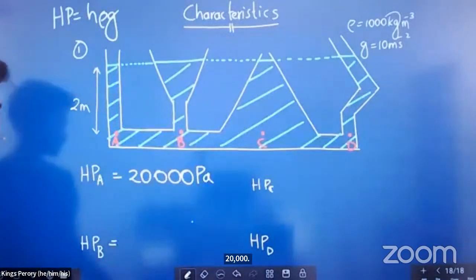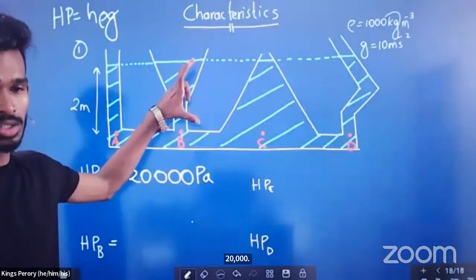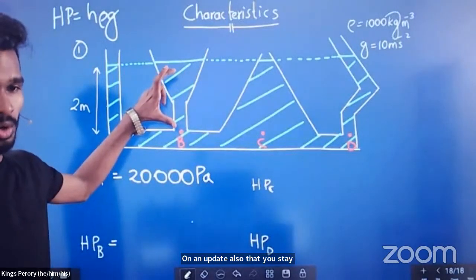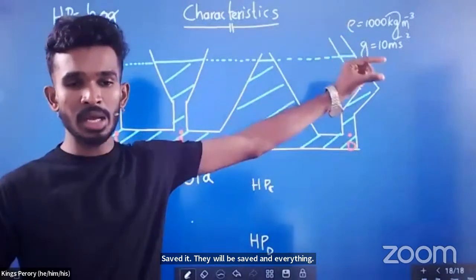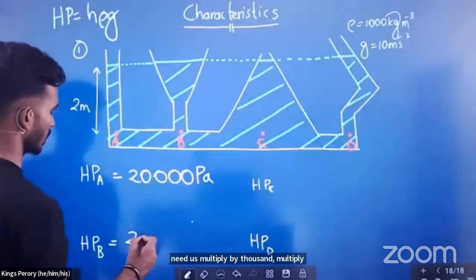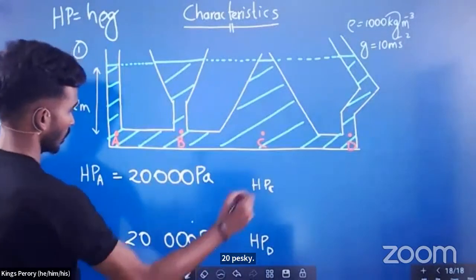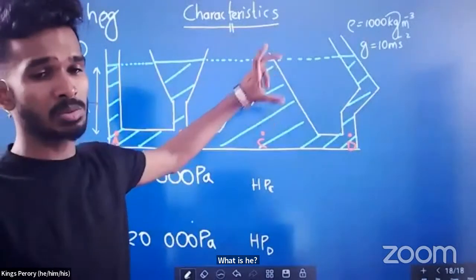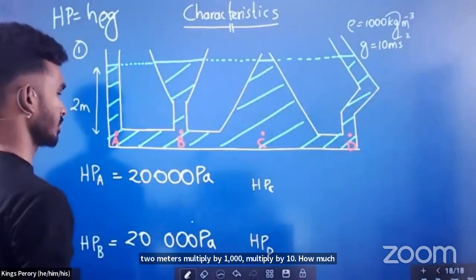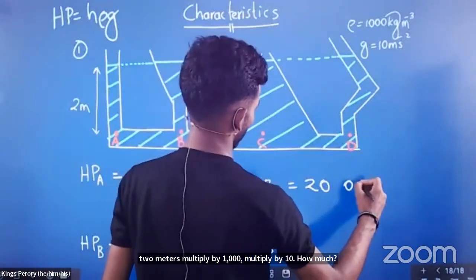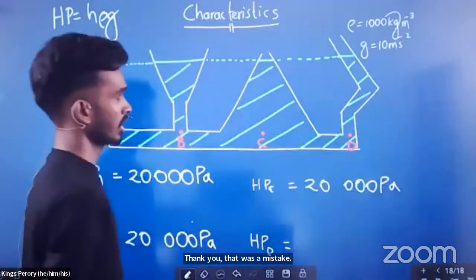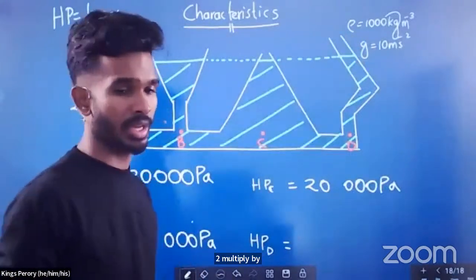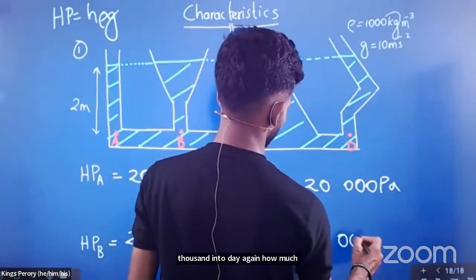Go to B. At B also the depth is the same. 2 meters multiplied by 1000 multiplied by 10. How much? 20,000. Go to C. C also, the depth is the same. 2 meters multiplied by 1000 multiplied by 10. How much? 20,000 Pascal. Go to D. Depth is the same. 2 multiplied by 1000 into 10. Again, how much? 20,000.